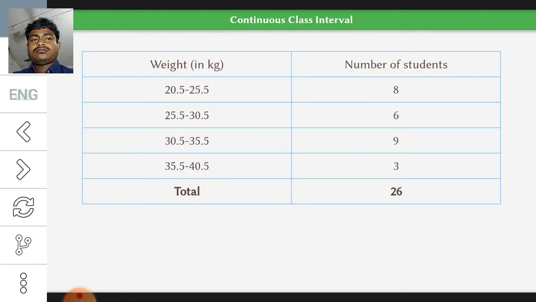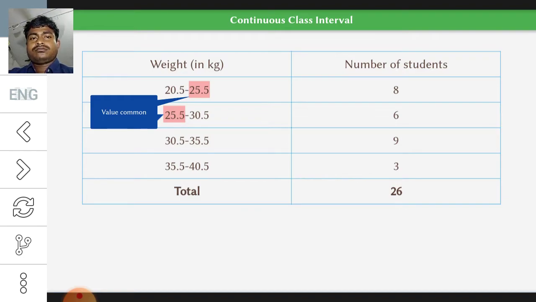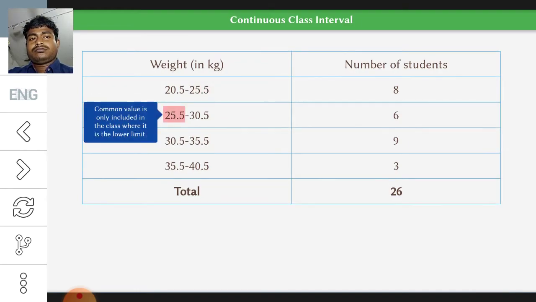The convention for inclusion of a value common to the upper class limit of one class and the lower class limit of the next one is that the value is included in the next class. That is, it is only included in the class where it is the lower limit. In this case, 25.5 was included in the class 25.5 to 30.5.